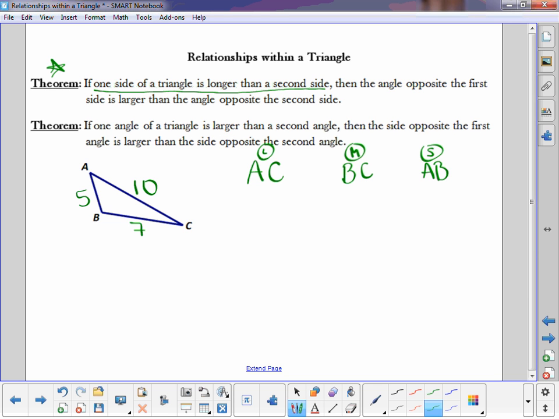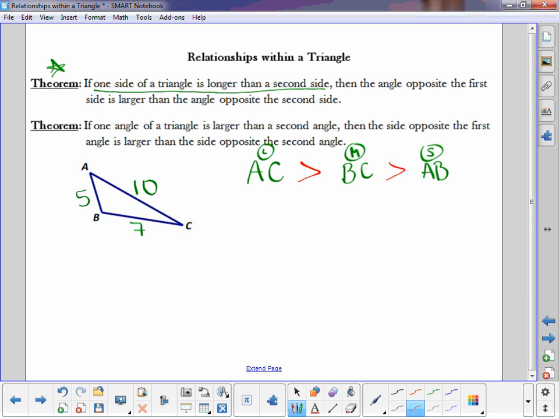My medium side is BC. And my small side is AB. So the measure of AC is the biggest. So it's bigger than the medium one, which is bigger than that small one. Do we agree with this statement that we just made? Yes. Okay. So if I know the order of my sides, then I can know the order of my angles.